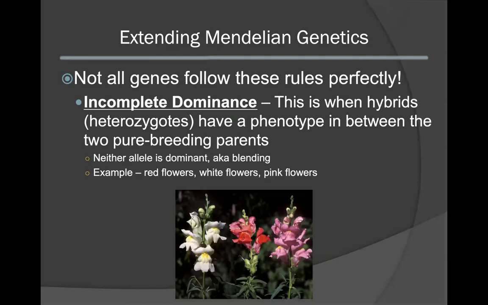You can have what is termed incomplete dominance. This is when you don't have one trait being completely dominant over the recessive state. As a result, your heterozygous individuals share a phenotype that is in between the two pure breeding plants. This is very characteristic when you see a blending of two traits. An example is if you're crossing red flowers with white flowers, red being dominant, white being recessive. The heterozygous individuals that would result from that would have pink flowers, the blending of the red and white traits.